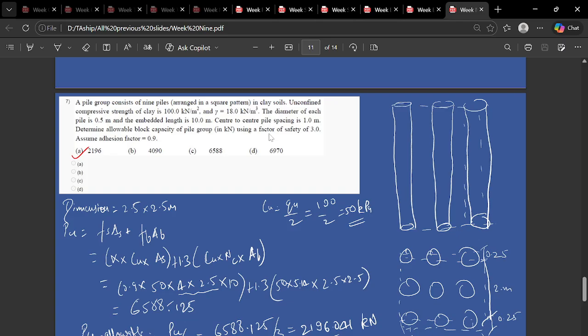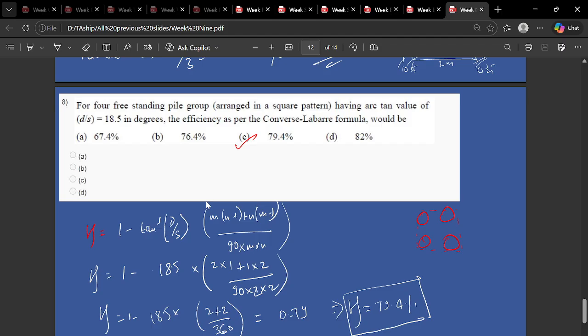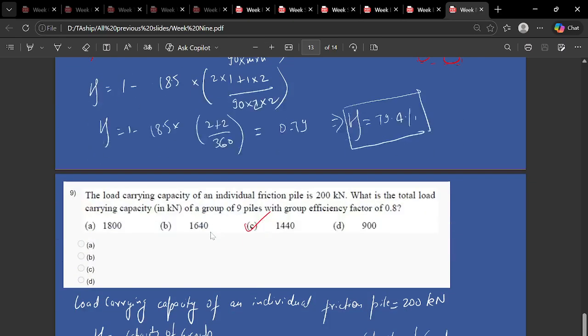So how to calculate the ultimate bearing capacity of the pile? You know about the shaft friction, you know about the end bearing, so you can calculate how much is the ultimate bearing capacity. So for a freestanding pile group having a d by s value of 10, the angle is 18.5 degree. The efficiency as per the Converse-Labarre formula, so that's how you can calculate. So you know m, the number of piles along the row, and n, the number of piles along the column, so m minus 1 plus n into m minus 1, so that's how you can calculate.